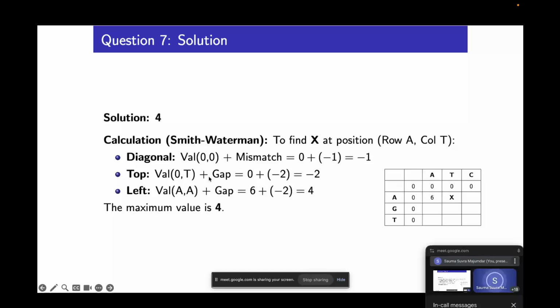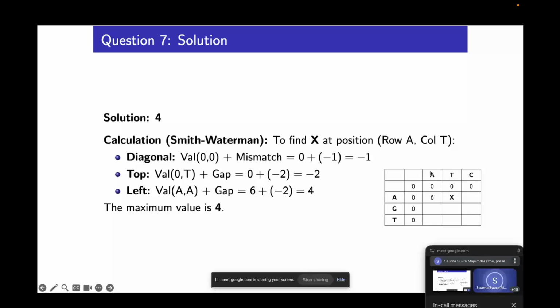Now if you move from this position, this to here, there is a gap here because there's already an alignment here. So 0, and the gap penalty is -2. And if you move from the left, from 6, then you move to the right, there is a gap here because you're aligning A to T, right? So there's a gap here.